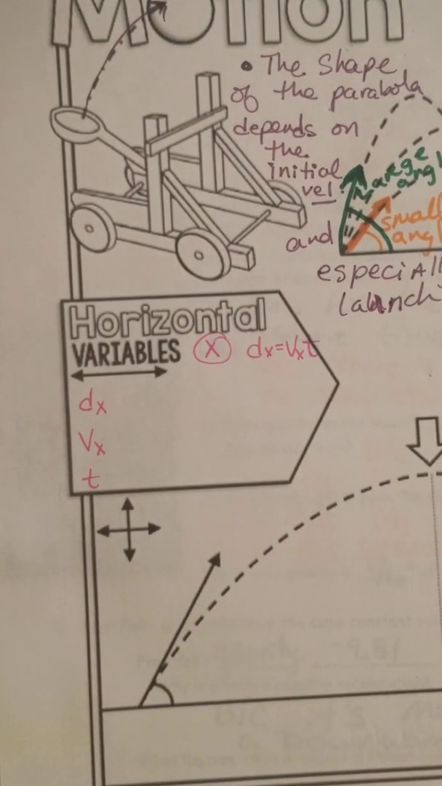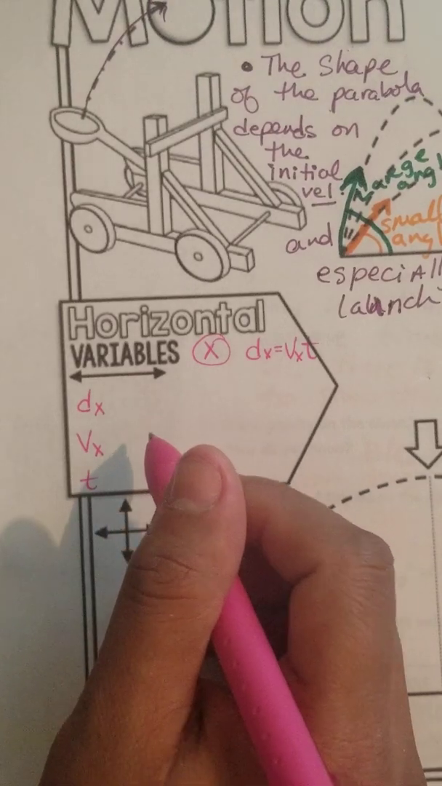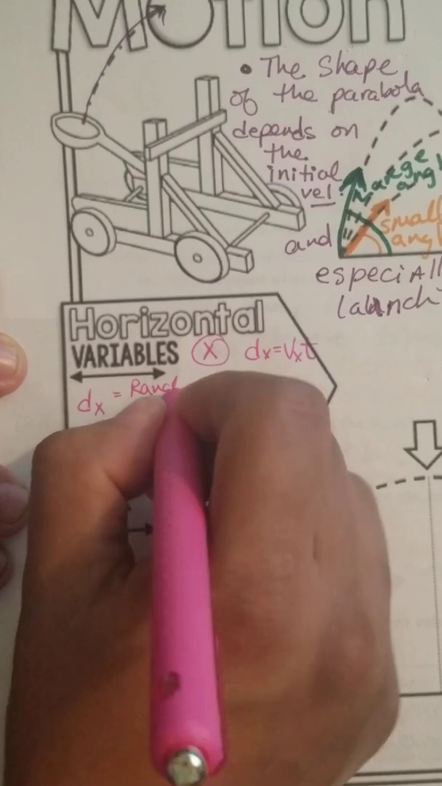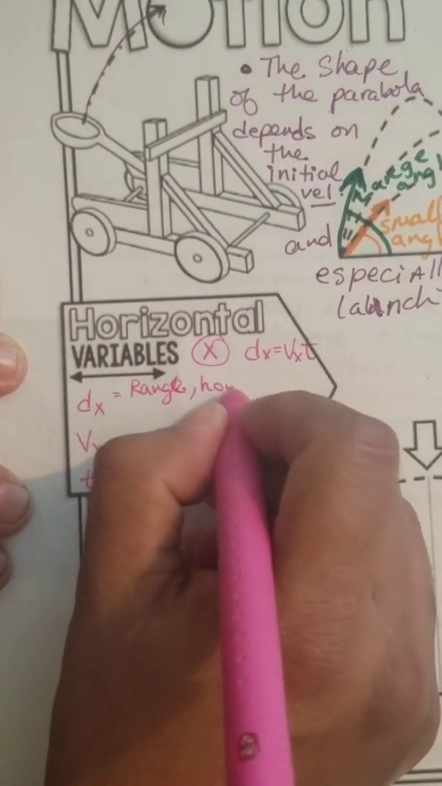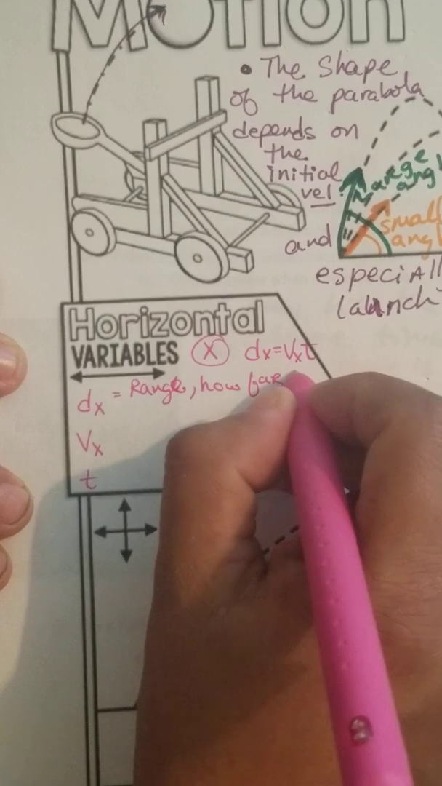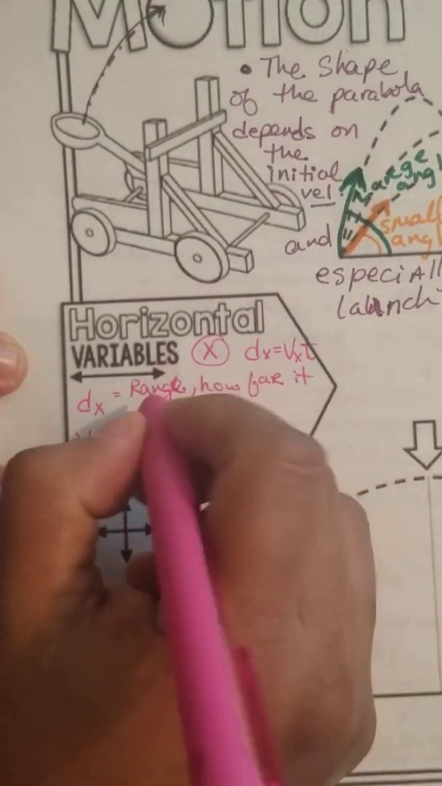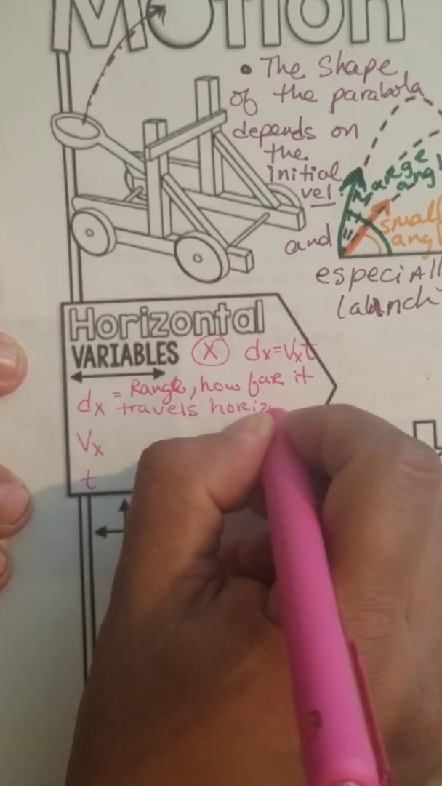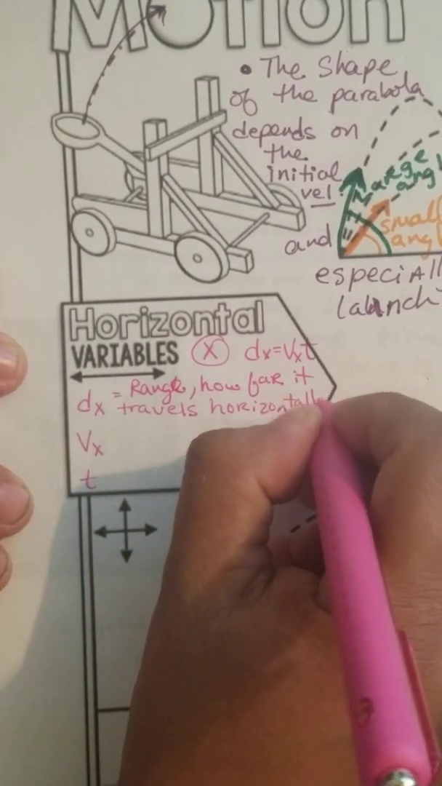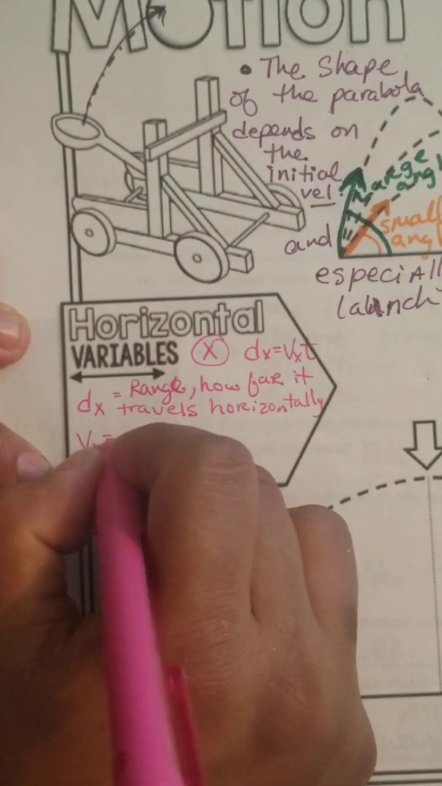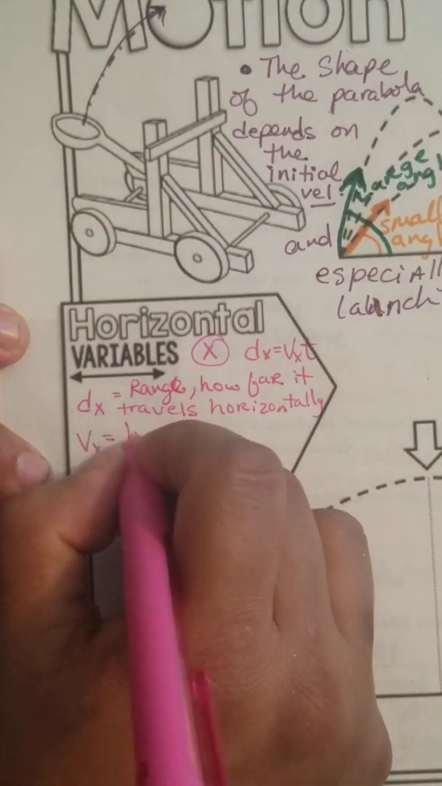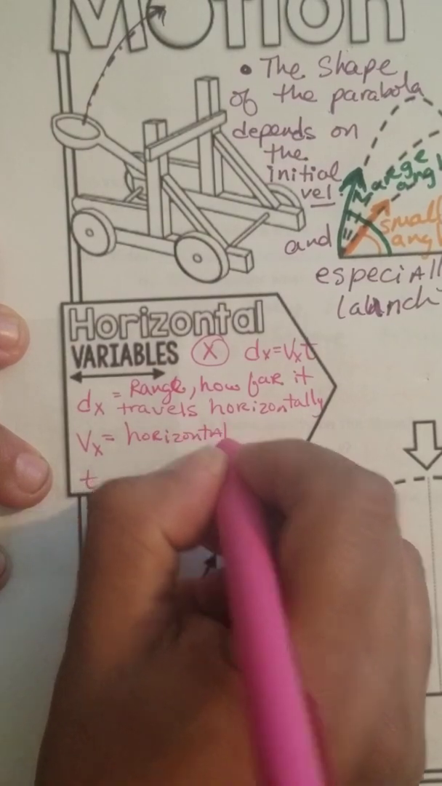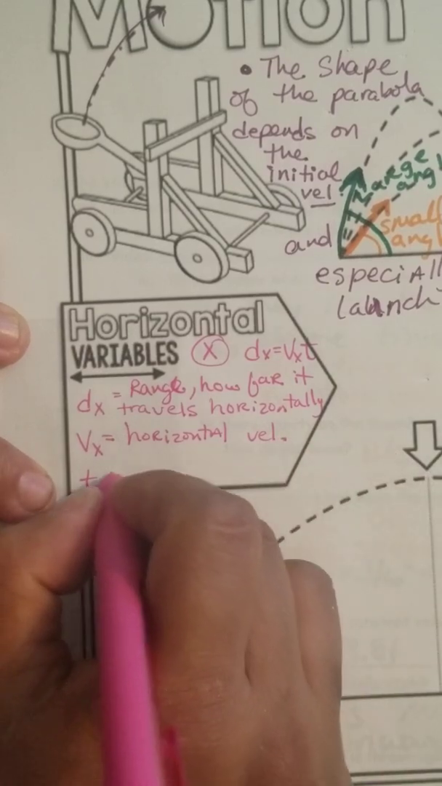Now let's go ahead and finish our notes over here. The D sub X is going to be the range of how far it travels, how far out that way, horizontally. The V sub X is going to be the horizontal velocity. And the T stands for time.